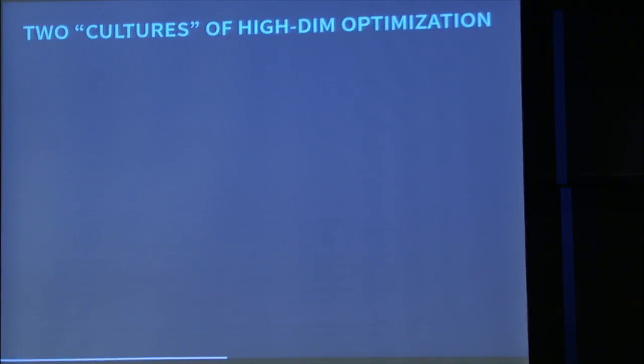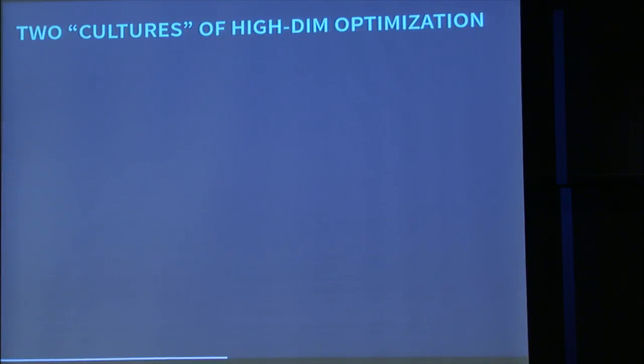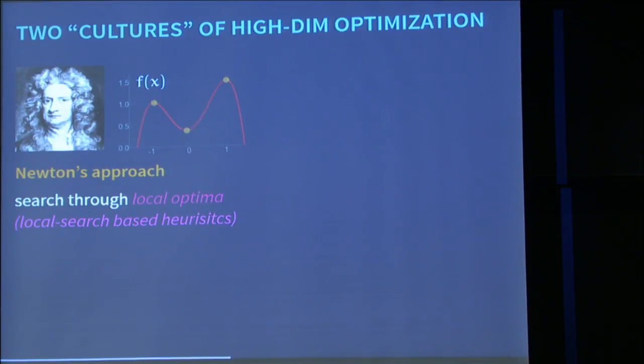Okay, so let's talk about sum of squares. To put this sum of squares algorithm into context, let me tell you about the two cultures of high-dimensional optimization. The most widely known and popular approach for optimization goes back to Newton and the invention of calculus. This approach searches through all local optima of a function in order to find a global optimum. Okay? And local optima have the nice property that they are characterized by derivatives and so on. And this approach is also the basis for these local search-based heuristics that I mentioned in the beginning, like belief propagation would also be an example of that.